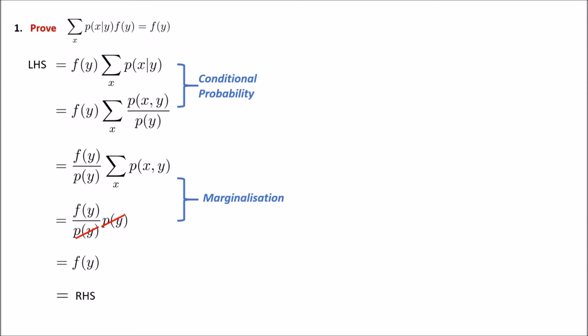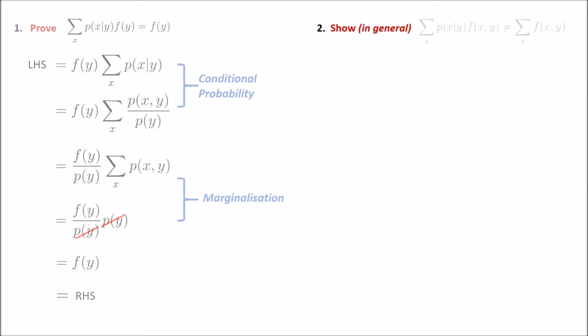So that was the first part of the question. Let's now move on to the second half. The second half asks us to prove that in general, the sum over all values of x of the probability of x given y multiplied by f of x and y is not just equal to f of x and y summed over all values of x.